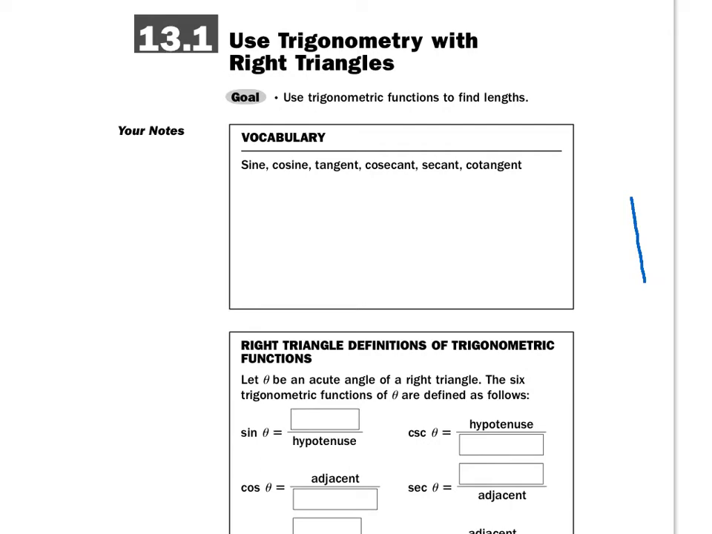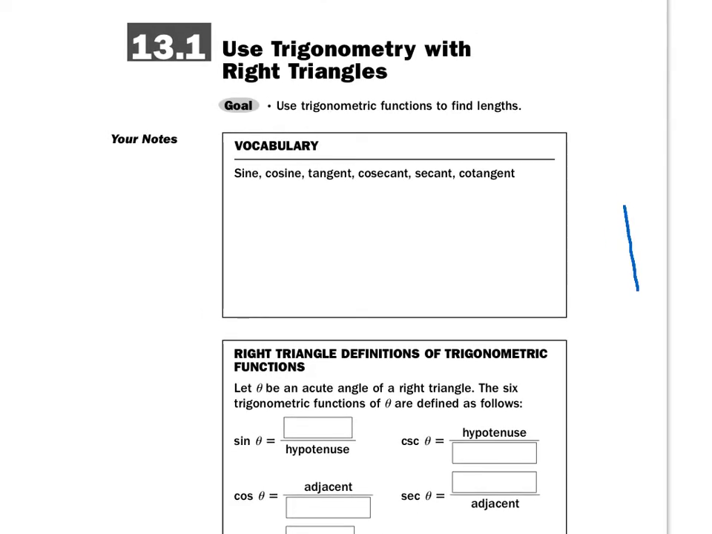Well, welcome back. Here we are in 13-1. So that is the last chapter of Algebra 2. For some of you, that means it is just about over. 6 sections to go, and chapter 13 will be done. For this whole chapter, we're going to be talking about trigonometry.